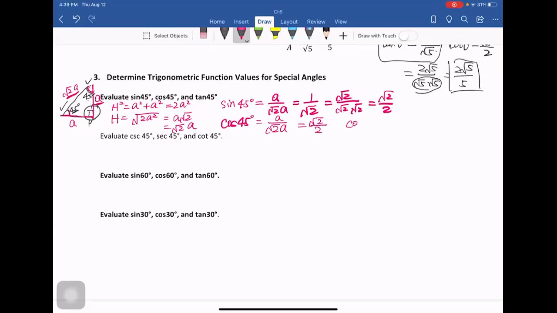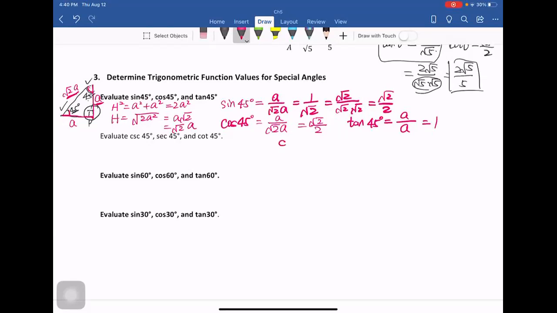And tangent 45 equals opposite, that's a, over adjacent, which is a, that is 1. So we find the 3 trig functions, and another 3 are the reciprocal of these.